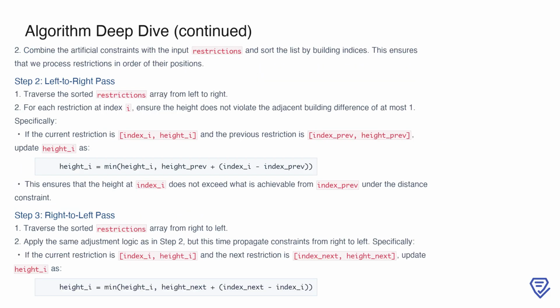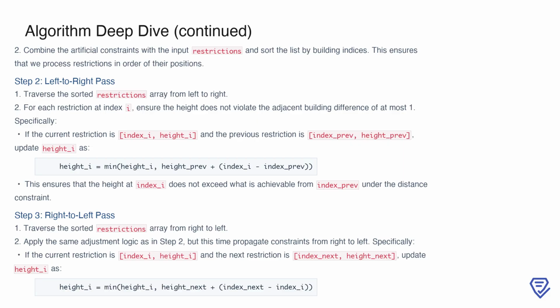After adding the artificial constraints, we combine them with the input restrictions and sort the list by building indices. This ensures that we process restrictions in order of their positions, laying the groundwork for the next steps. Now, the algorithm proceeds with a left-to-right pass through the sorted restrictions. During this pass, we ensure that the height at each restricted index does not violate the adjacency rule of a height difference of at most 1.